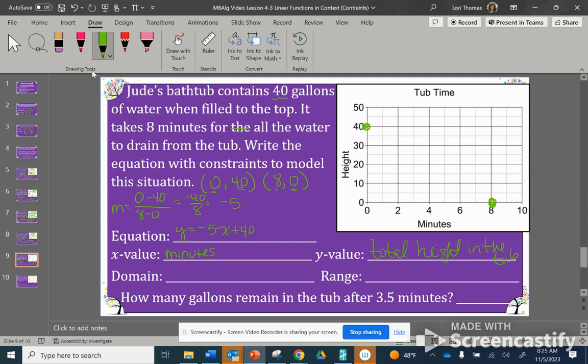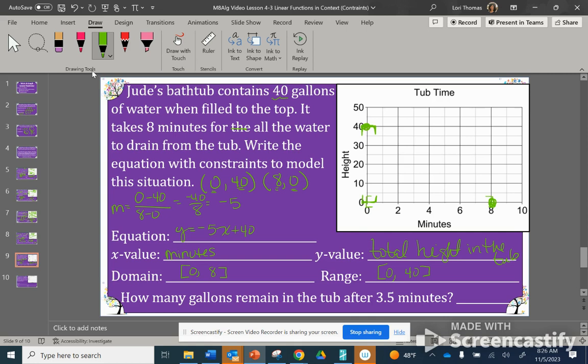So now let's talk about our domain. What is the least amount of minutes the tub's going to drain? Well, that is 0. And we know in 8 minutes, it's totally drained. So from 0 to 8 minutes is our domain. And then the total amount of water in the tub is either 0 all the way up to 40. So from 0 gallons to 40 gallons, this is our range.